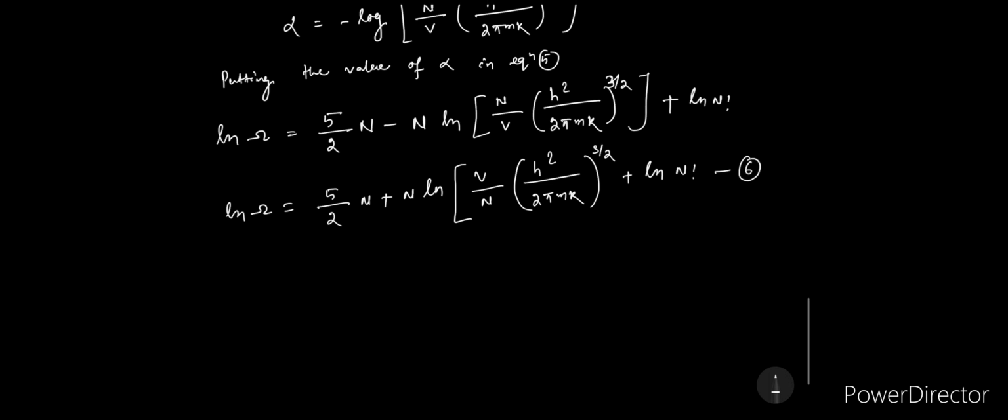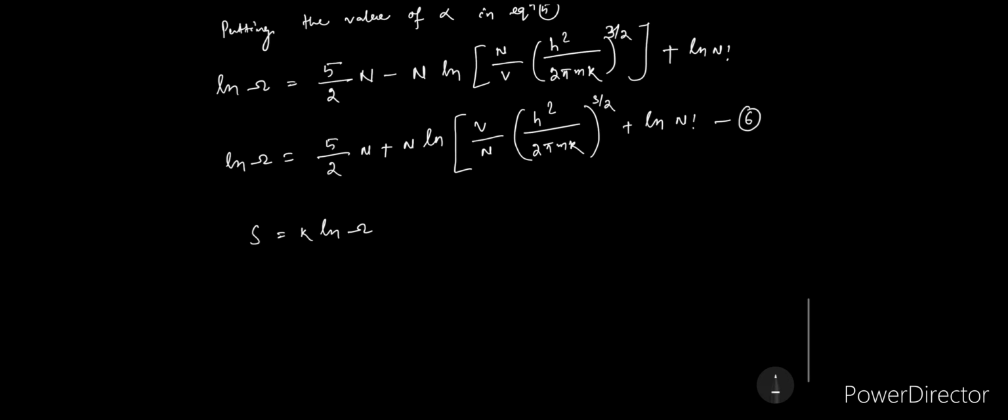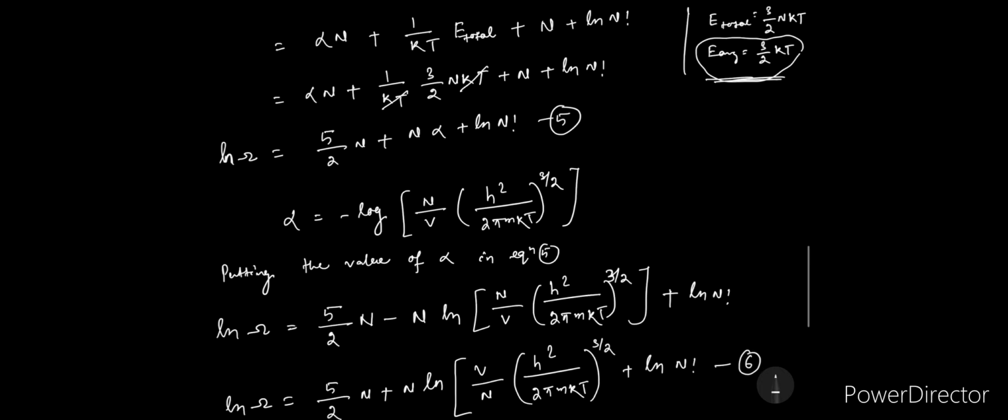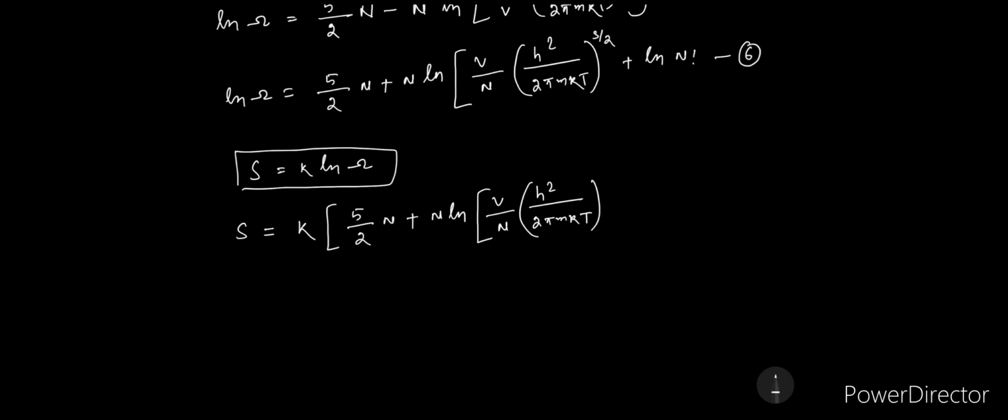So instantly I can go back to the expression for entropy, that is S is equal to k ln omega, and here we have already calculated the value of ln omega. So let's just put the value in this equation. So the entropy of an ideal gas is equal to k whole into the value of ln omega, that is 5/2 N plus N ln V by N, h square by 2 pi mkT. Here we had left out the term T by mistake, T, right, to the power 3/2, then there is another term left, that is ln n factorial.